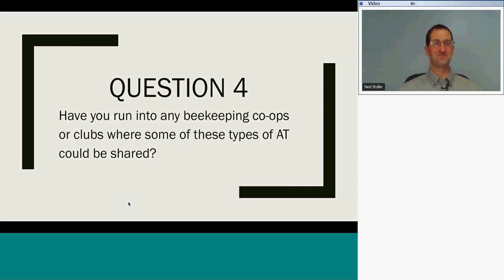Have you run into any beekeeping co-ops or clubs where some of these types of AT could be shared? Down in Ann Arbor, Michigan, there's a beekeeping club. I know in Kalamazoo, Michigan, there's a beekeeping club. It would be a matter of checking in your specific location and doing a search for beekeepers in your town to find that information specifically.